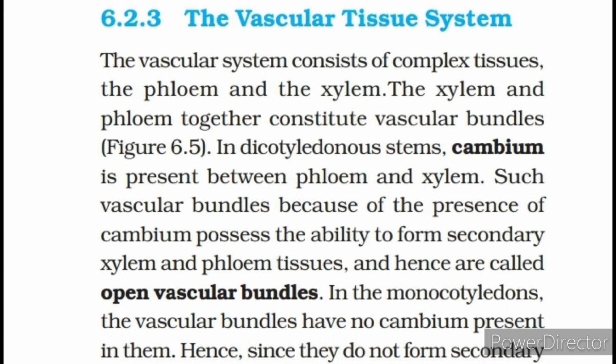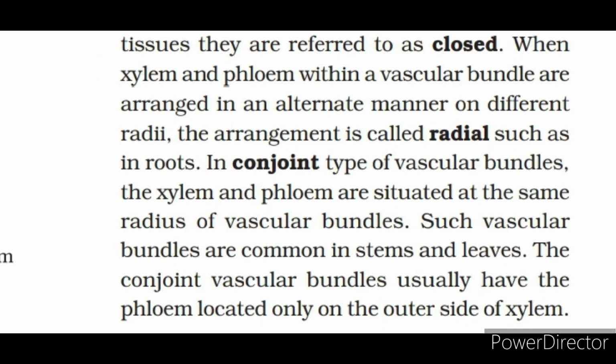The vascular tissue system. The vascular system consists of complex tissues, the phloem and the xylem. The xylem and phloem together constitute vascular bundles. In dicotyledonous stems, cambium is present between phloem and xylem. Such vascular bundles, because of the presence of cambium, possess the ability to form secondary xylem and phloem tissues, and hence are called open vascular bundles. In the monocotyledons, the vascular bundles have no cambium present in them. Hence, since they do not form secondary tissues, they are referred to as closed.